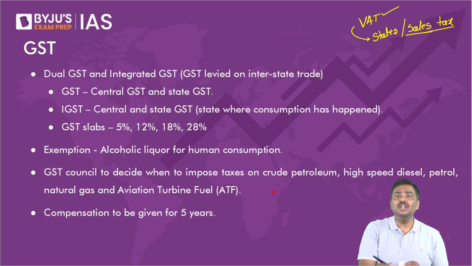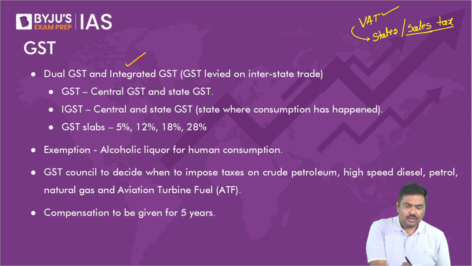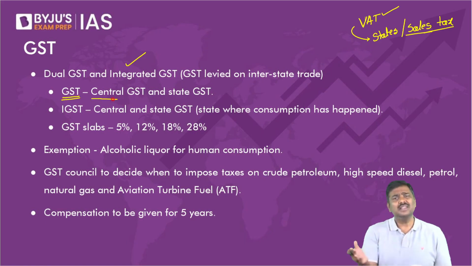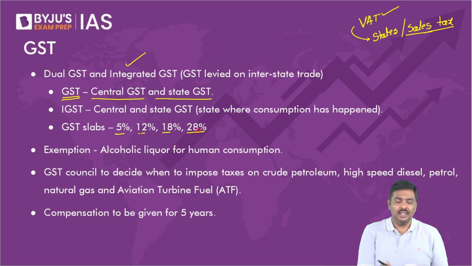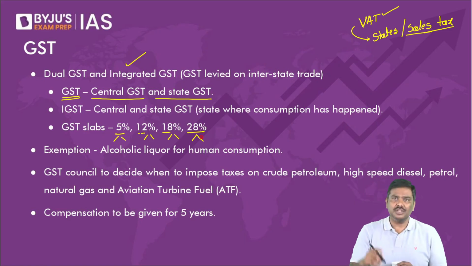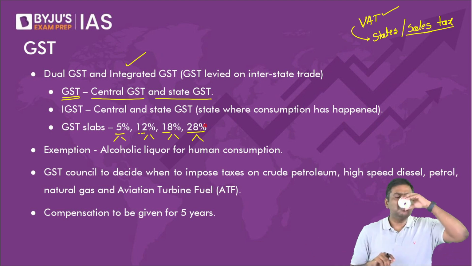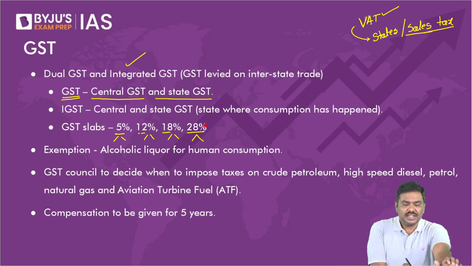After that, there is a dual GST structure in India. What is dual GST? The GST rate will have two components, a central GST and a state GST. I repeat, you take any rate of GST, you can divide it into two equal parts, half and half. The first half will go to the central government, CGST. The second half will go to the state government where the good is consumed, that is SGST.